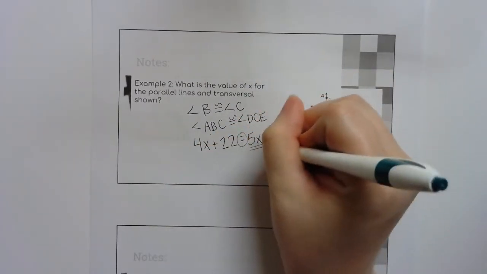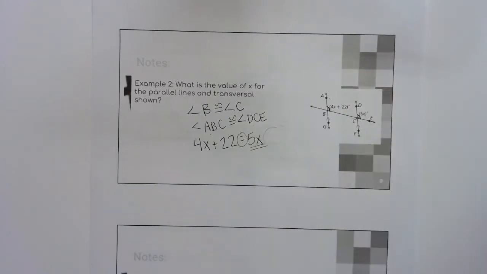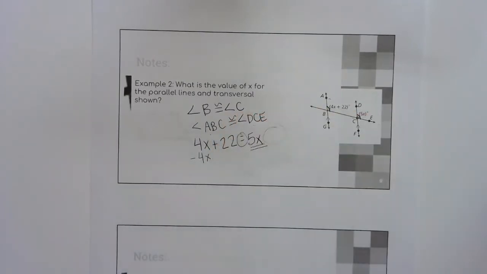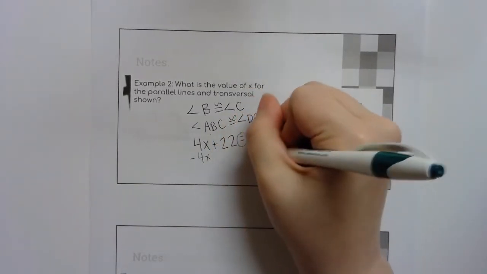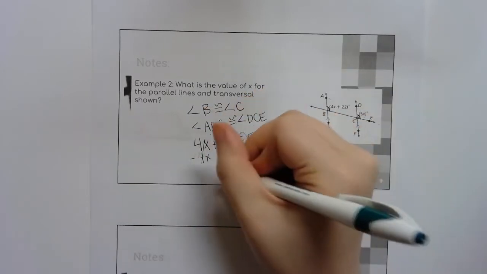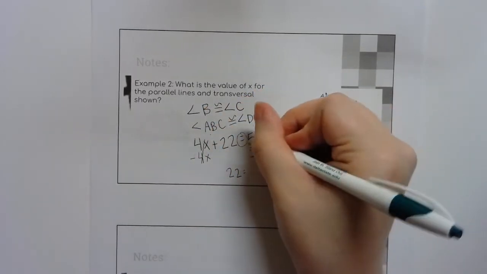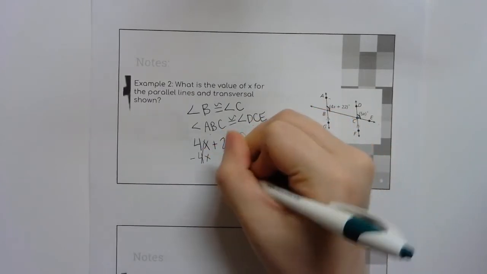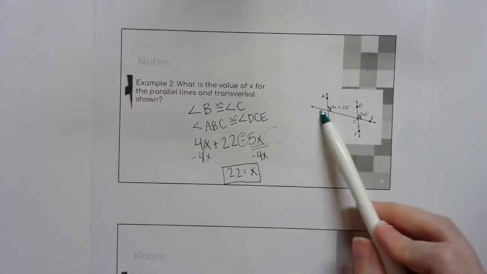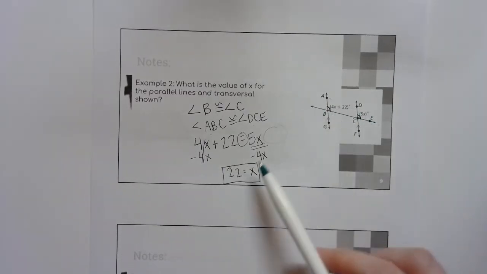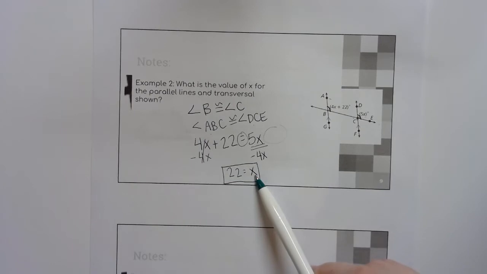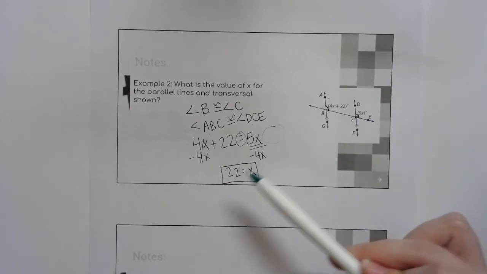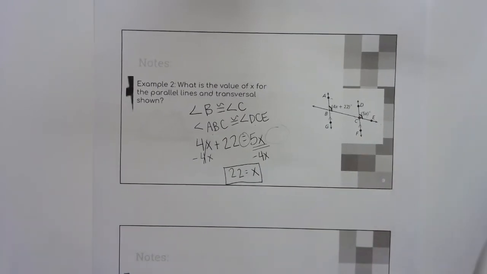Because this is already almost by itself, because there's no number out here, I'm going to move this 4x over to the other side by saying minus 4x minus 4x. So I'm left with 22 equals 5x minus 4x is 1x, so x equals 22. That does not mean that these measures are 22. It just means that x is 22. Now, if it asked us for the measures, we would have to take this x value and put it back into the equation, like example 3.